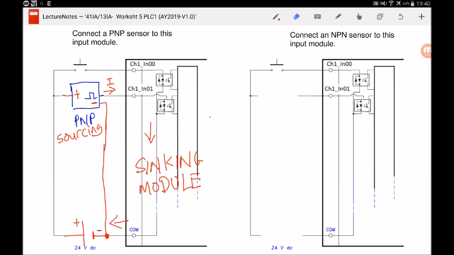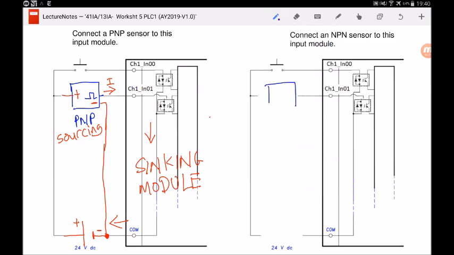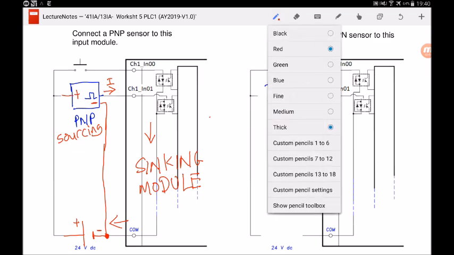Okay, now let's take a look at this example over on the right. Connect an NPN sensor to this input module. So again, look at the diode direction. You can see this is a pair of diodes. It allows current to flow either clockwise or anti-clockwise. So which direction should the current flow? Well, it depends on the sensor you connect here. So we are going to connect an NPN sensor. NPN sensor is drawn like a PNP sensor too, except that the current direction is different. Since this is an NPN sensor, current is flowing into the sensor because remember I told you NPN is a sinking sensor.